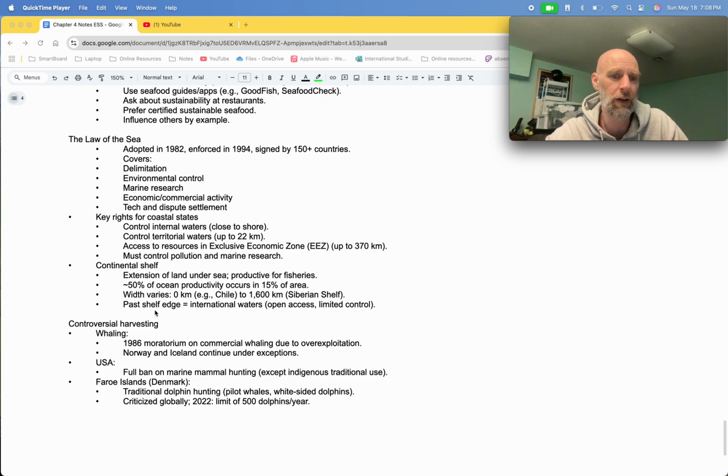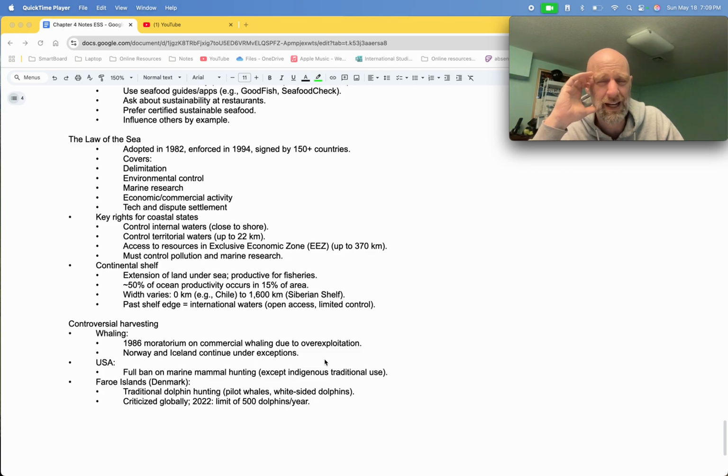Controversial harvesting: whaling. In 1986, a moratorium on commercial whaling was introduced due to overexploitation. Norway and Iceland continue under exceptions. Gotta be honest with you, with bioaccumulation and biomagnification, what are you doing even putting whale in your mouth? That thing is more toxic than your ex on Facebook. But, hey, once again, you do you. I've got no desire to eat whale, though.